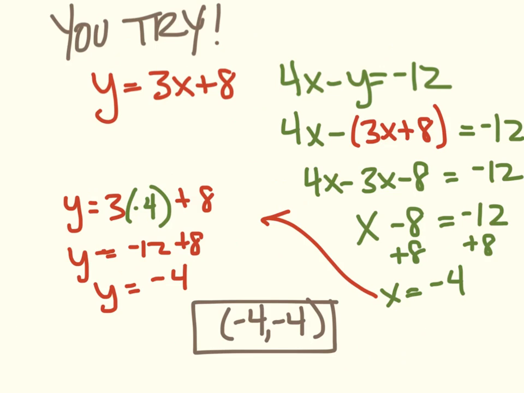Alright, so hopefully you plugged this 3x plus 8 in for this y. And once you distribute the negative and combine like terms, you're at x minus 8 equals negative 12. Adding 8 to both sides gives us x equals negative 4. Plug that right back into this x. 3 times negative 4 is negative 12. Negative 12 plus 8 is negative 4. So we have an x and y, both are negative 4. The point where these two lines intersect is (negative 4, negative 4).